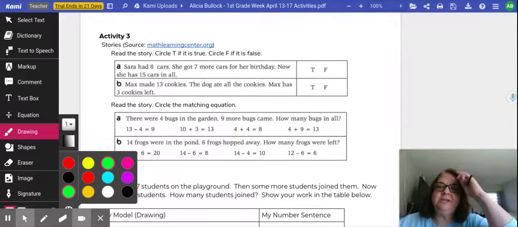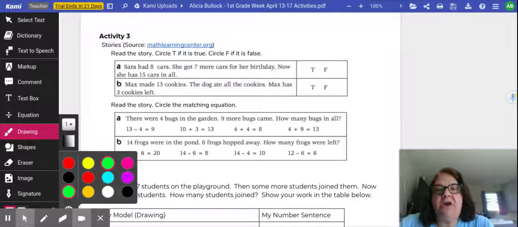All right, your activity 3. You have 2 stories here. And all you have to do is read them and determine, are the answers correct or not correct. So true would be like the answer, yes, they are correct. And false would be the answer, no, they are not correct.